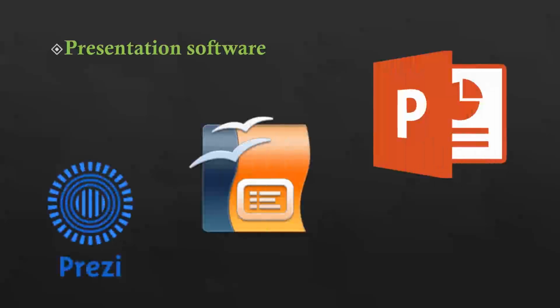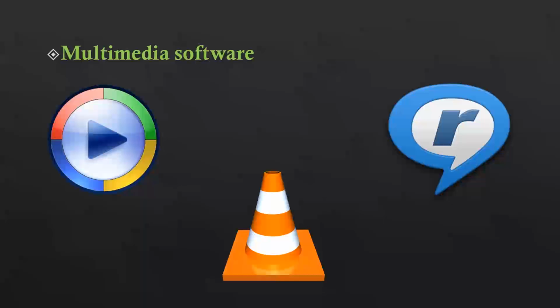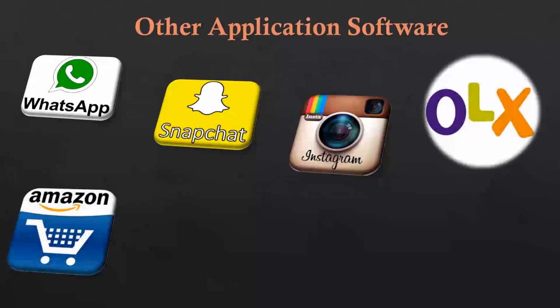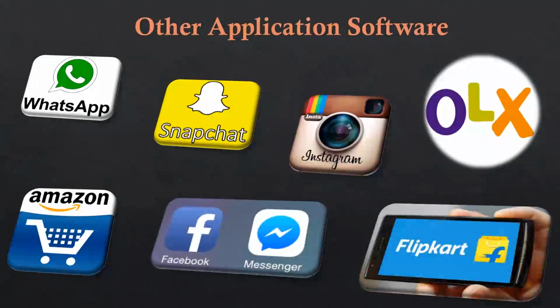Presentation software is used to display information in the form of a slideshow. MS PowerPoint is a type of presentation software. The last in this category is the multimedia software. The multimedia software allows the user to create audios and videos. Also, these are used to listen to songs, etc. Media players and RealPlayer come under this software classification. WhatsApp, Snapchat, Instagram, OLX, Amazon, Facebook, Flipkart, etc. are some examples of application software.